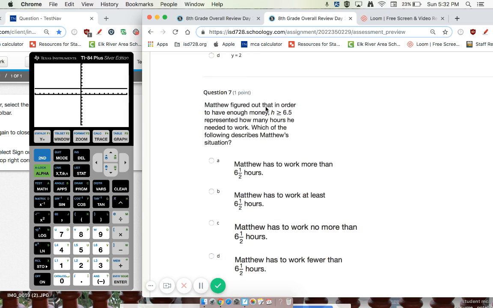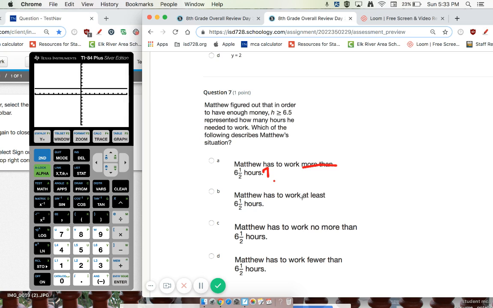Okay, Matthew figured out that in order to have enough money, H is greater than or equal to 6.5 represents how many hours he needs to work. Which of the following best describes his situation? So this means hours is greater than or equal to 6.5. Matt has to work more than 6.5. So that keyword more than means he can't work 6.5. So I don't think that's it because he can equal 6.5.